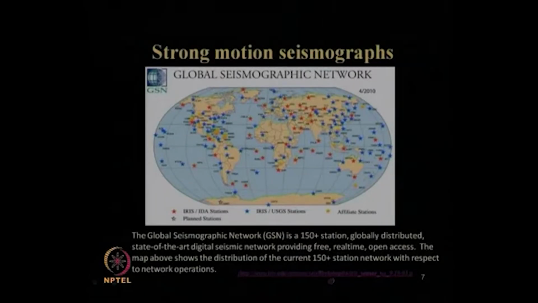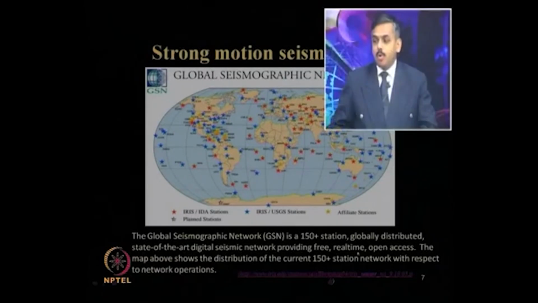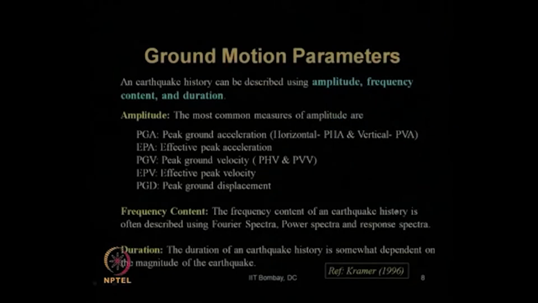This is the global seismic network GSN available on this site, more than 150 stations globally, which record and provide real time, open access and free earthquake motions all over the world through these strong motion seismographs located at various parts of the world. Then we have discussed the importance of various ground motion parameters.